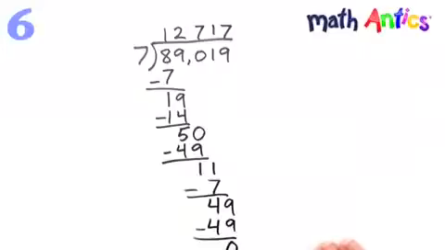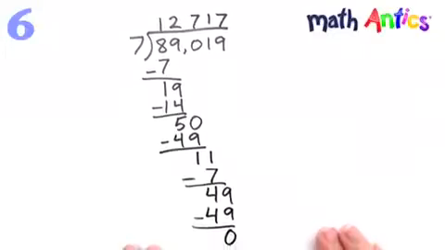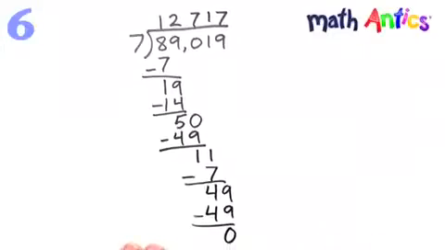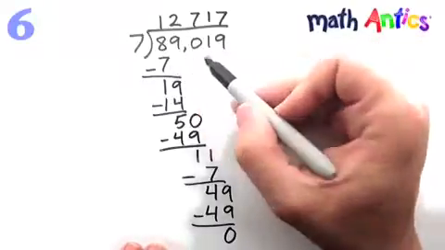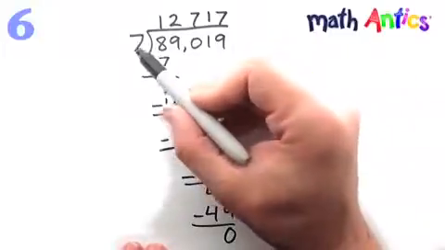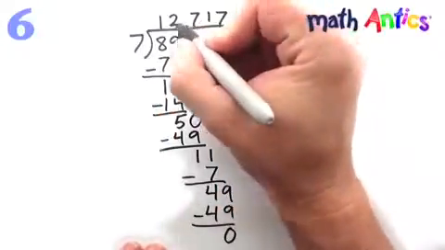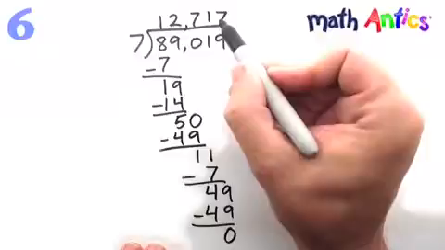Perfect. Oh, I just ran out of room again. Here, let me move that up. There, now there's plenty of room. All right. So our final answer for 89,019 divided by 7 is 12,717.